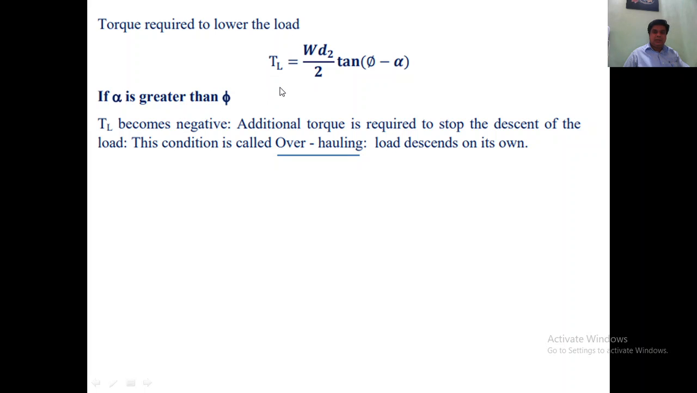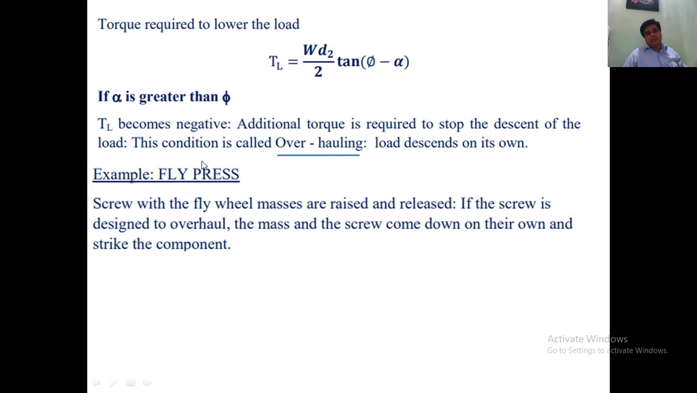That means additional torque is required to stop the descent, or we can say that it is an overhauling condition. That means when alpha is greater than phi, the load which has been raised will lower itself. That condition is called overhauling. So the load descends on its own here. That is the condition for overhauling of the power screw.